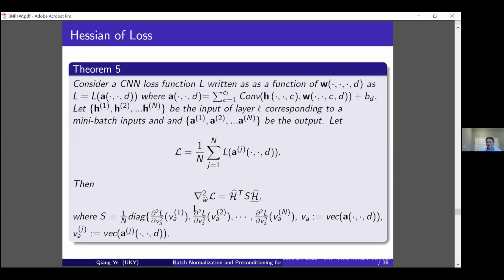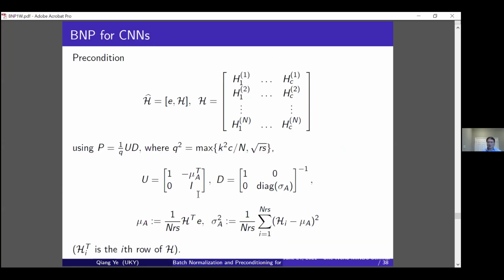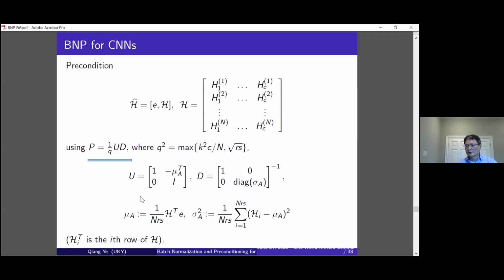Again, that depends on the second order derivative of the loss functions, but H hat here is the one that describes how it depends on the mini batch. All right, so again, we want to improve the condition number by trying to precondition the H hat matrix, which is this one here. And it's done the same way. We use a preconditioning matrix P equal to UD, basically everything the same. So U is like there.